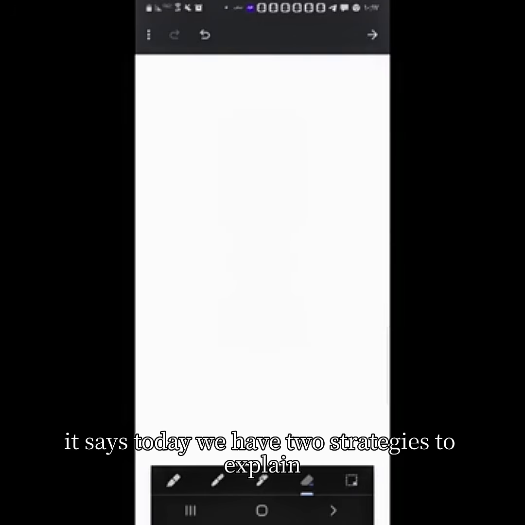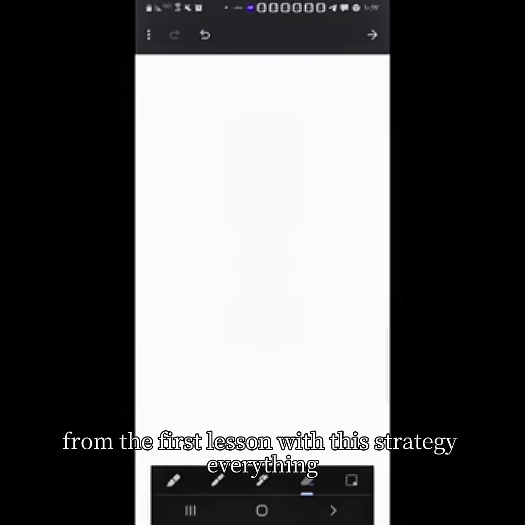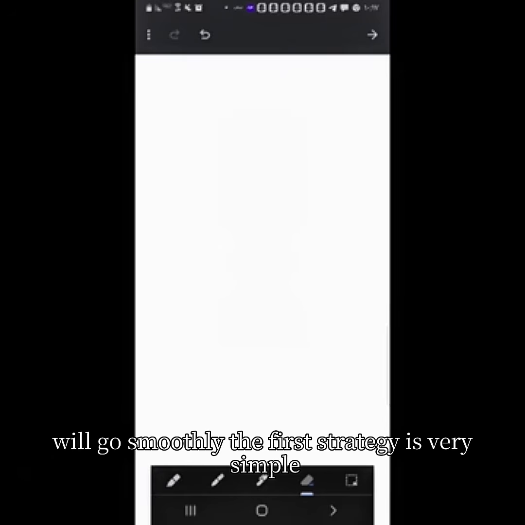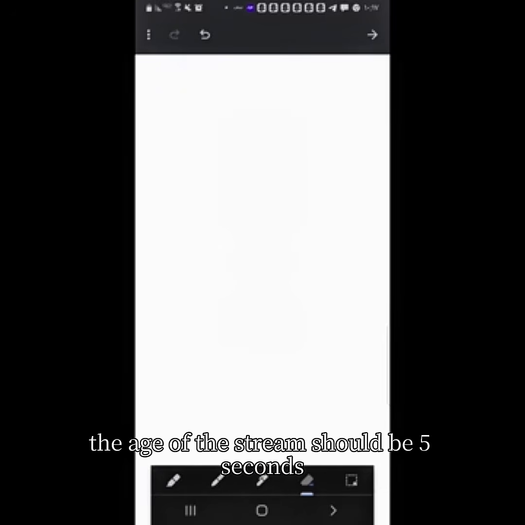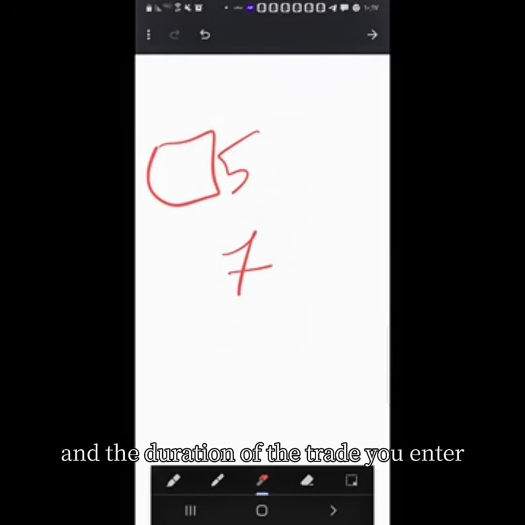Today we have 2 strategies to explain, some of the most enjoyable and effective ones. If you implement the risk management system from the first lesson with this strategy, everything will go smoothly. The first strategy is very simple. The timeframe should be 5 seconds, and the duration of the trade you enter should be 7 seconds.